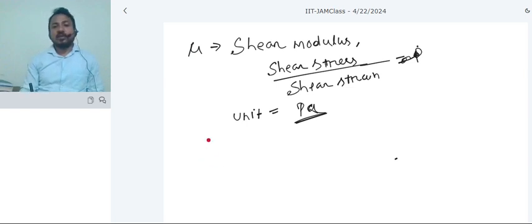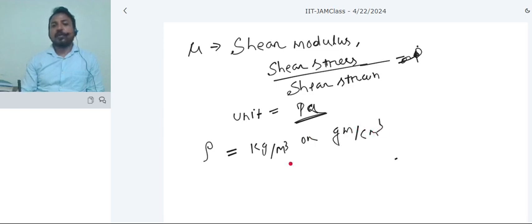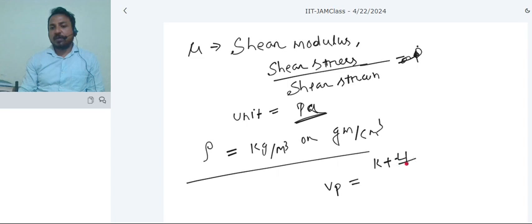When it comes to your density, you can calculate it in kg per meter cube or gram per centimeter cube. This is your equation. So the velocity of P wave is equal to K plus 4 by 3 mu divided by rho.